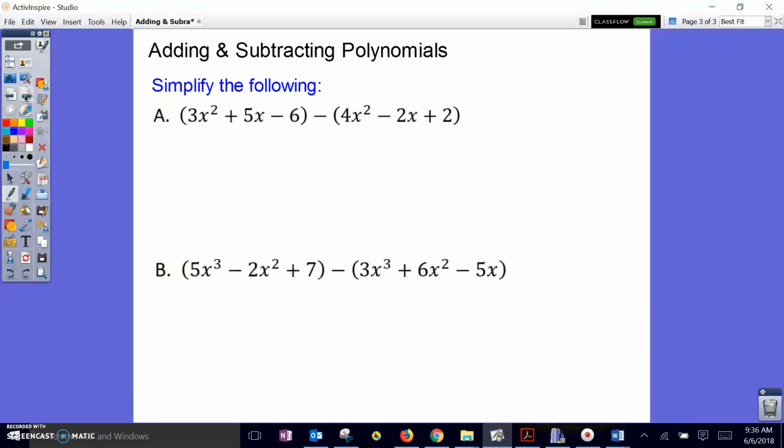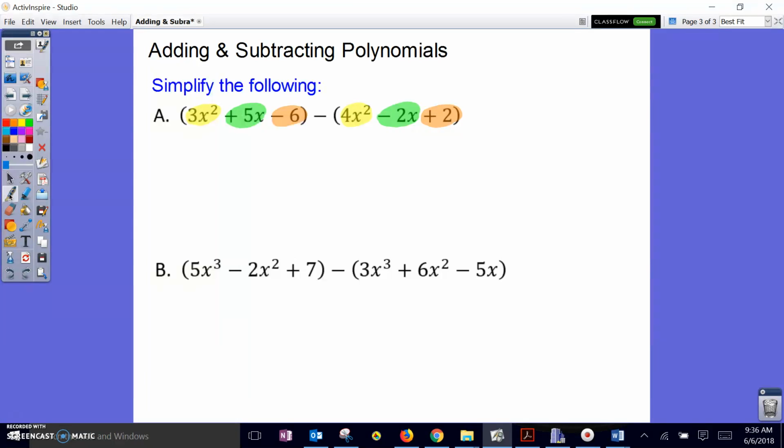All right, in part A, first thing I'm going to do is identify the like terms. We've got x squareds in the first polynomial and x squareds in the second. We've got x's in the first polynomial and x's in the second. And we've got constants in the first polynomial, constants in the second. And so we're just going to combine these by subtraction.